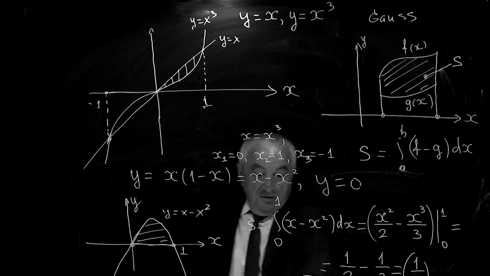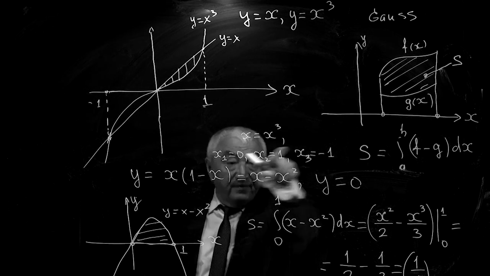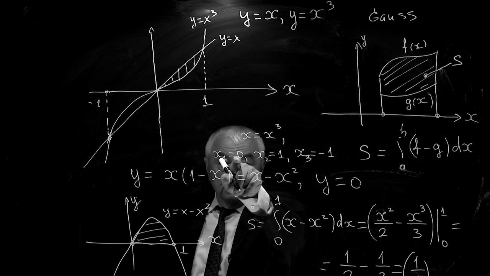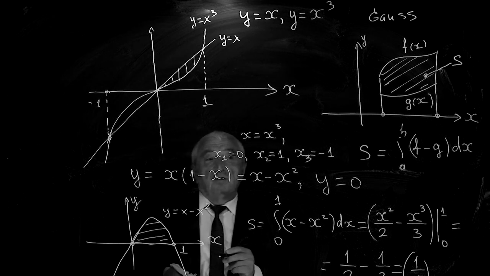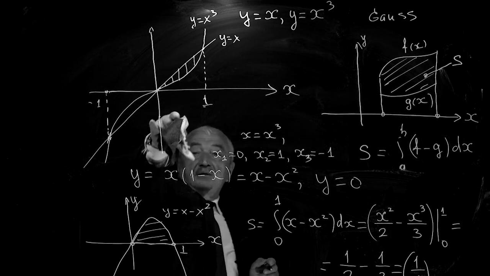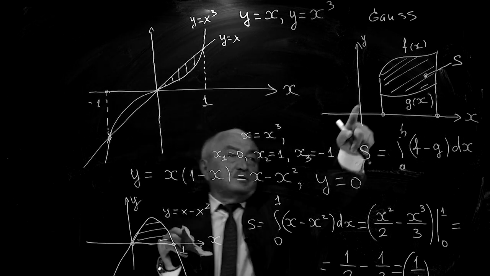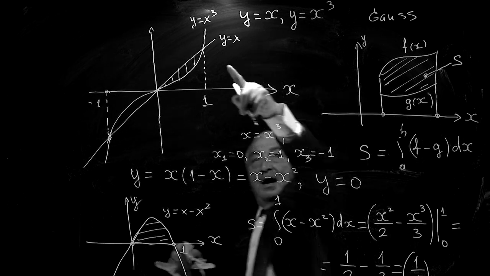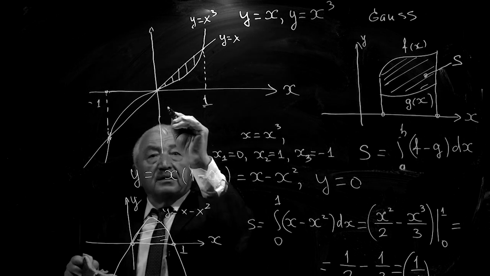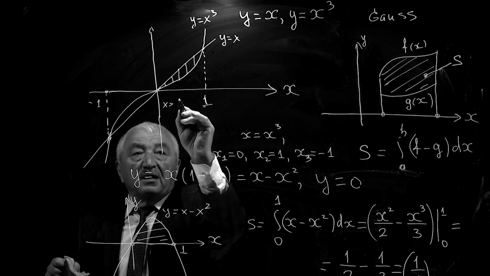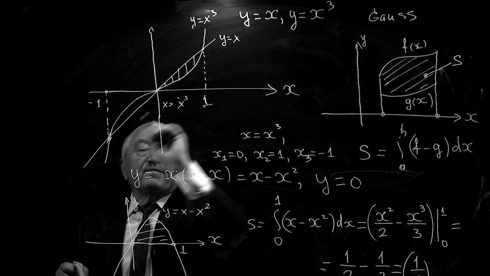In this case, we have an equation of power 3. We have 3 real roots: 0, 1, minus 1. And about the solution of our question. In the interval 0, 1, the upper function is x, here x is greater than x to the power 3. Why?